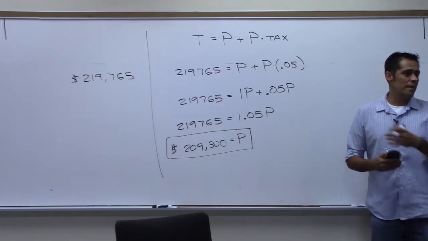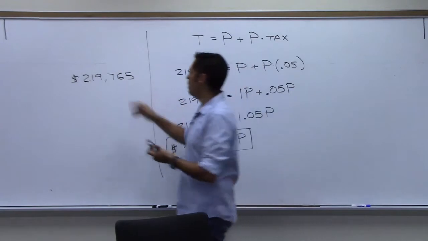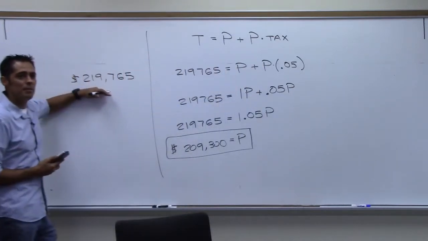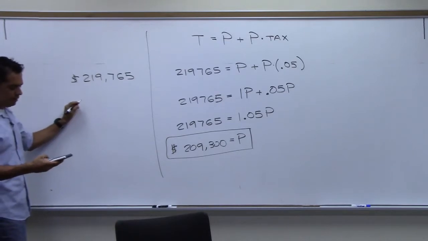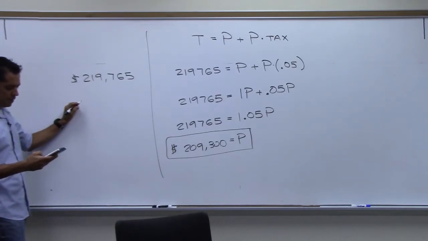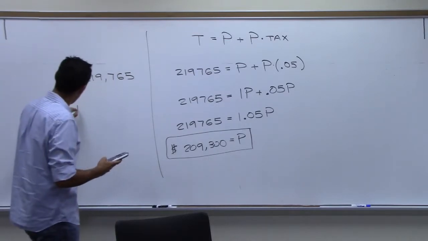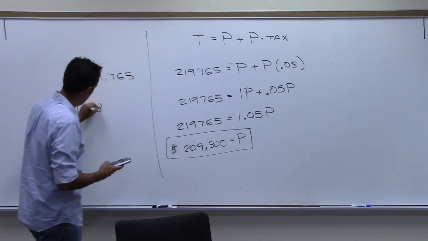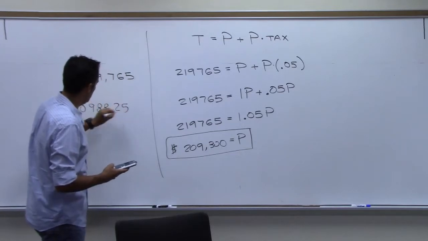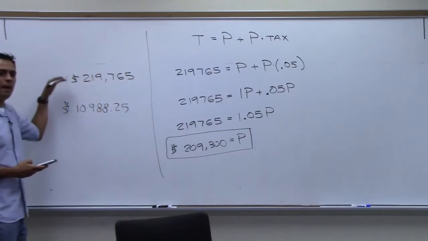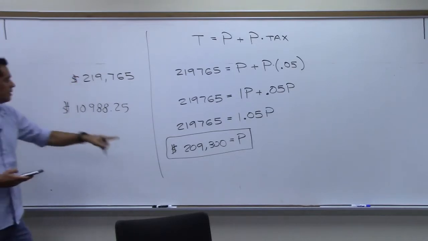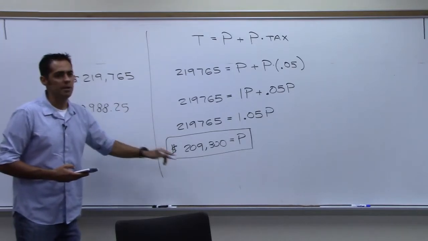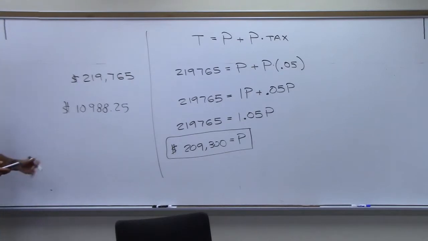So that number came from someone taking 5% of some number. Let me just show you. 219,765 times 0.05 would be $10,988.25. That's 5% of this. If you take that away from that, you will not get this number. It'll be off. So you can't do it that way.